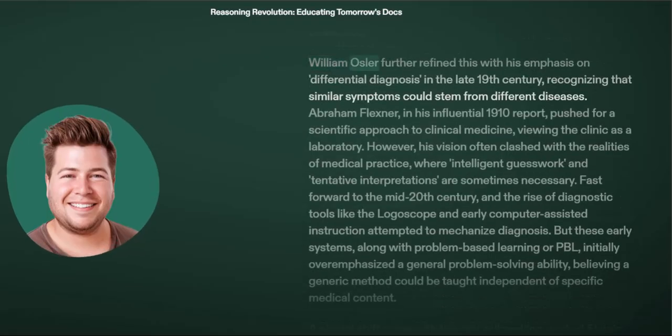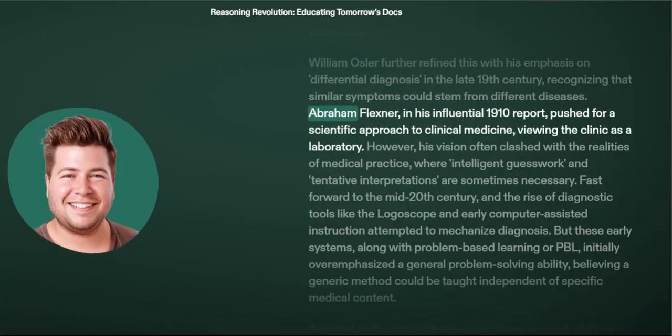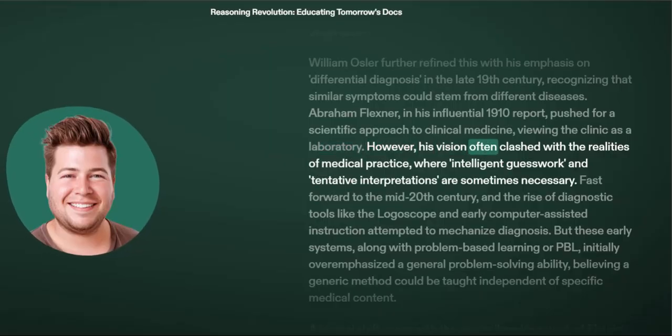William Osler further refined this with his emphasis on differential diagnosis in the late 19th century, recognizing that similar symptoms could stem from different diseases. Abraham Flexner, in his influential 1910 report, pushed for a scientific approach to clinical medicine, viewing the clinic as a laboratory. However, his vision often clashed with the realities of medical practice, where intelligent guesswork and tentative interpretations are sometimes necessary.